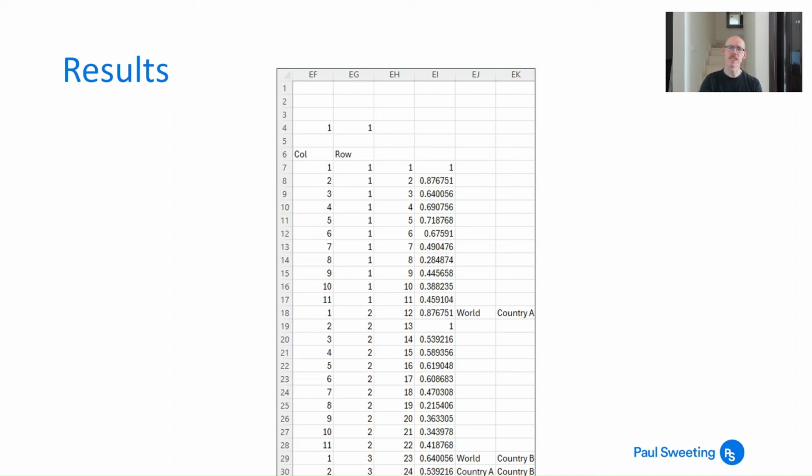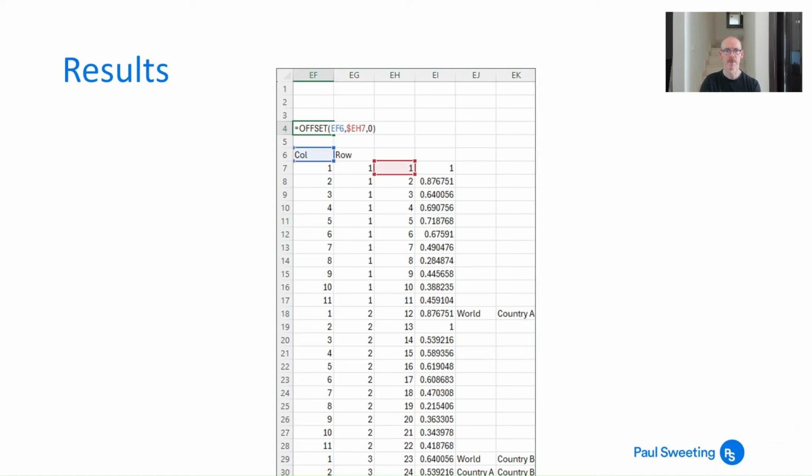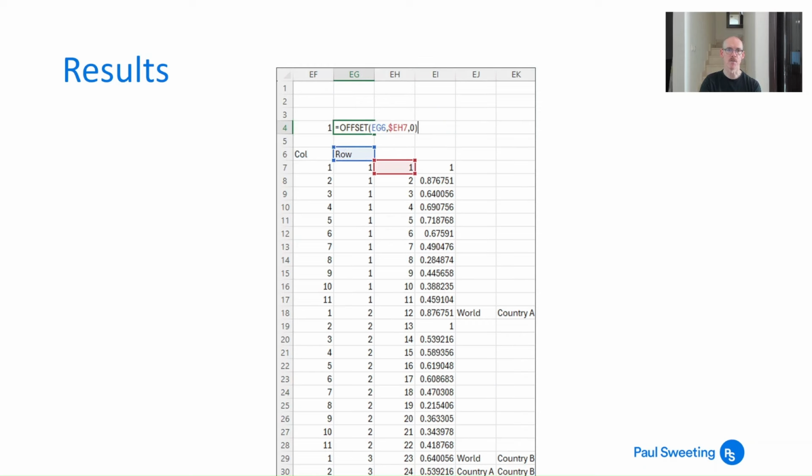So these are the results, and this is how I get them. EF and EG are the numbers which tell you which return series to look at. And as you can see here, I'm setting it such that I'm looking at the first asset class compared with the first asset class. I'm doing that by asking the formula in EF4 to offset from EF6 down by 1, so that gives me a 1, and also the formula in EG4 to offset by 1 as well. So that tells me that the column I'll be looking in will be for the first asset class, and the row I'll be looking at will also be for the first asset class.